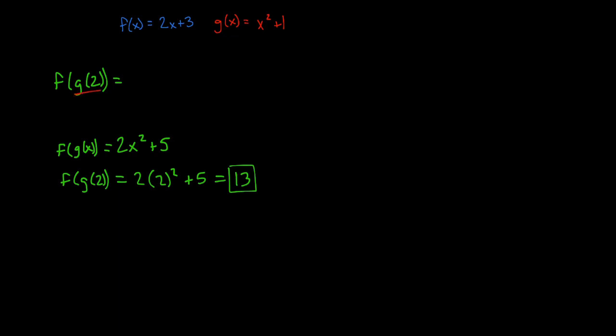The first thing is to look at what is g of 2, and g of 2 we would plug into g, and so we would have 2 squared plus 1, which is 2 squared is 4, plus 1 is 5. Okay, so then since g of 2 is 5, then we have f of 5, and so we would plug 5 into f, and that would give us 2 times 5 plus 3, and 2 times 5 is 10, plus 3 is 13. So this comes out to 13.